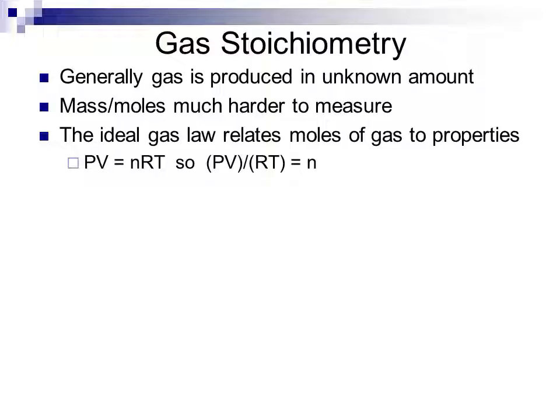If we look at the ideal gas law, PV equals nRT. Dividing PV by RT allows us to isolate the number of moles, n. We can measure the other 3 properties, the pressure, the volume, and the temperature of a gas, and use that to determine the number of moles.